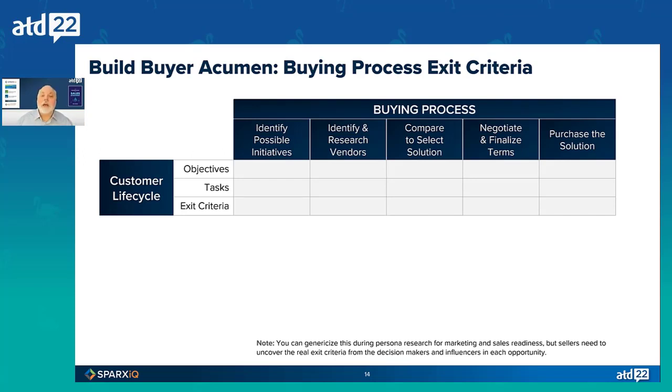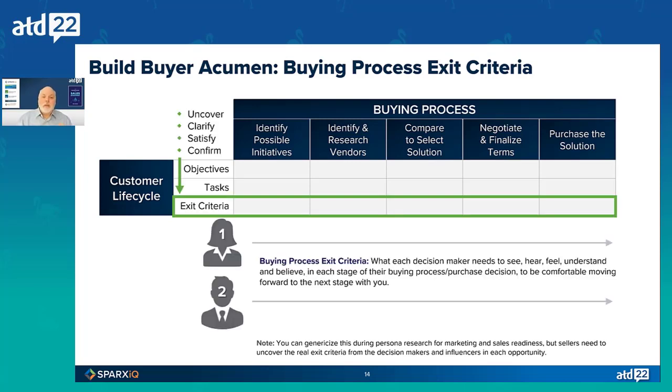The first one here is identify possible initiatives in this buying process, but there are also 3 rows there: objectives, tasks, and exit criteria. So every process has stages, and in those stages, there are objectives or things you want to accomplish. There are the tasks that you do that will help you accomplish them, and there are the exit criteria, or what needs to be done in that stage to move forward. Now, buying process exit criteria is whatever your buyers need to see, hear, feel, understand, or believe in a given stage to move forward to the next stage.